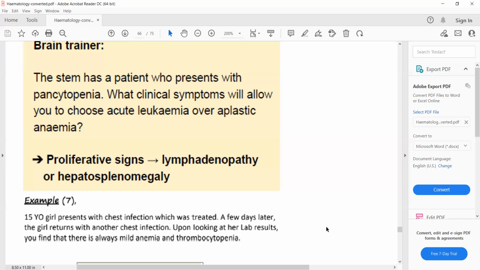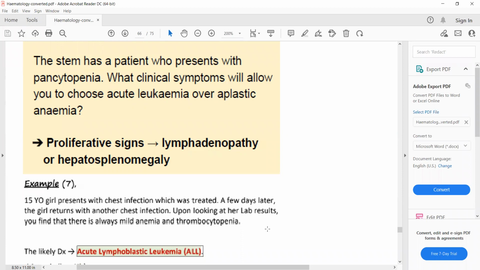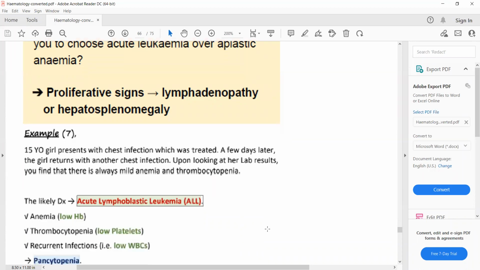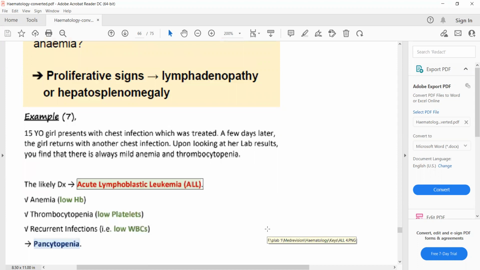Yes, the initial investigation can be a peripheral film, but how will you confirm the diagnosis? Bone marrow biopsy. Because in this scenario, we cannot differentiate if it's aplastic anemia or if it's lymphoblastic leukemia, or ALL, because no differentiating findings of peripheral film are given, and there is nothing mentioned about lymphadenopathy or hepatosplenomegaly. So we'll confirm our diagnosis on bone marrow biopsy.